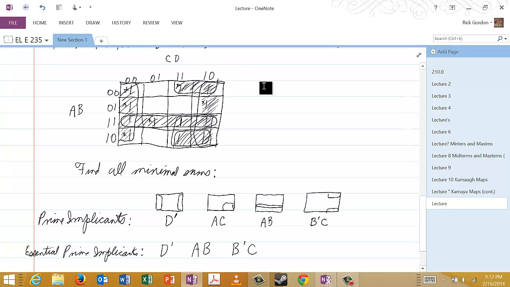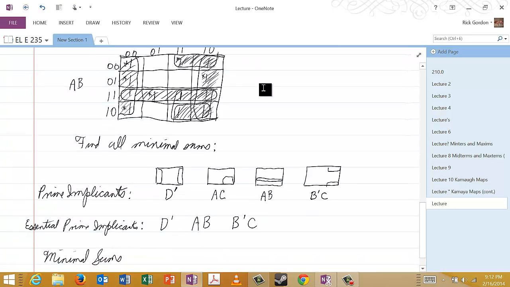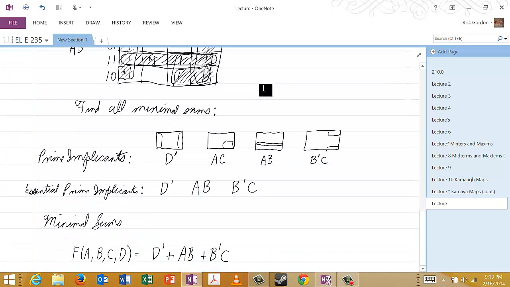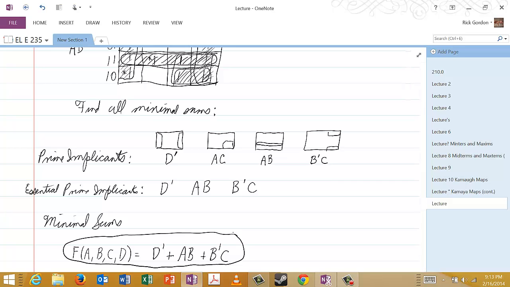And now we ask ourselves, are there any 1 cells left that have not been accounted for? And as you can see, looking at our Karnaugh map, the answer is no. And therefore, we are done. There's only one minimal sum in this case. And it is that expression right there: F of A, B, C, D is equal to D prime or AB or B prime C. That is the one minimal sum for this function.